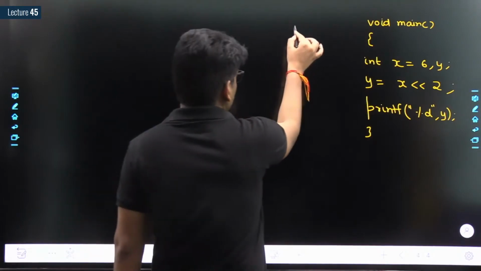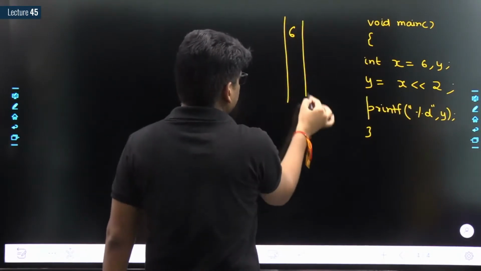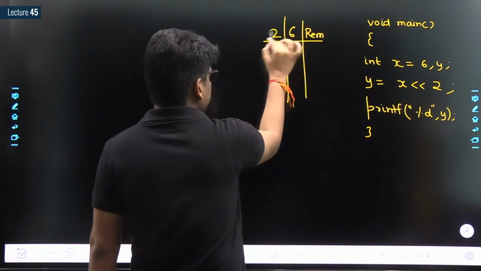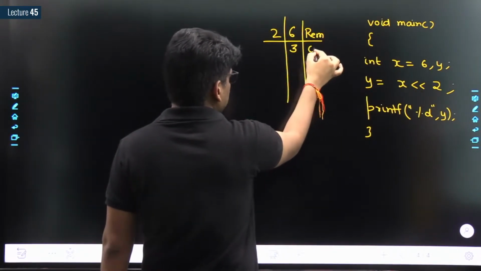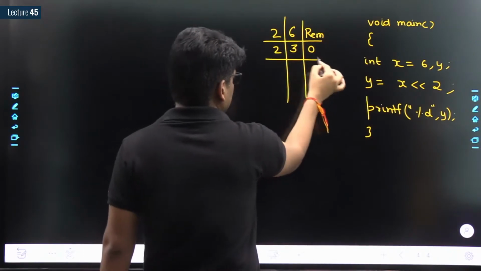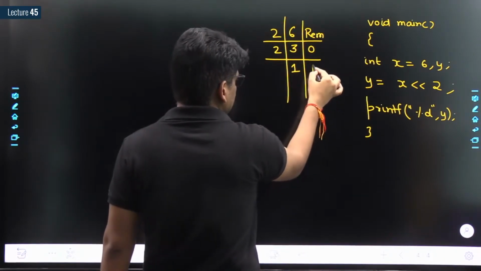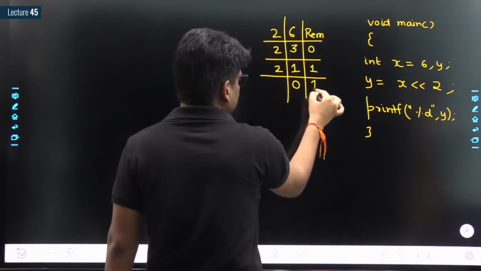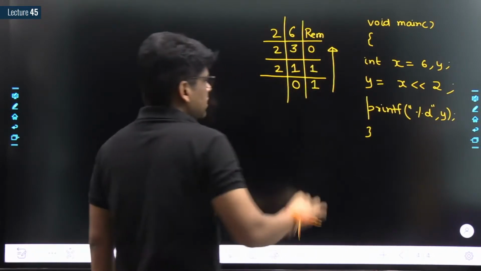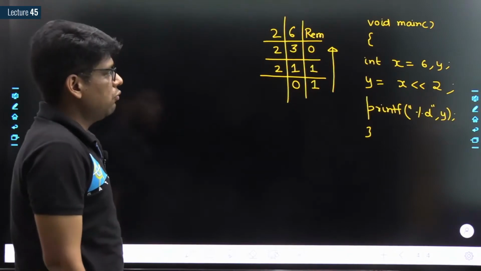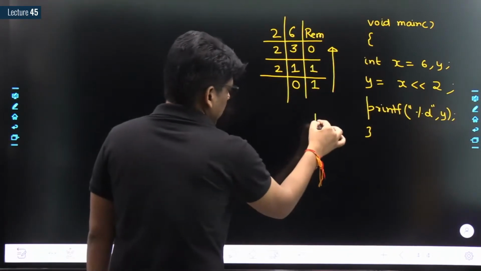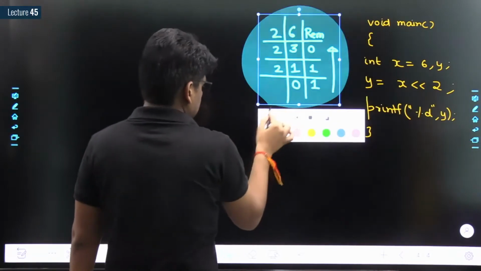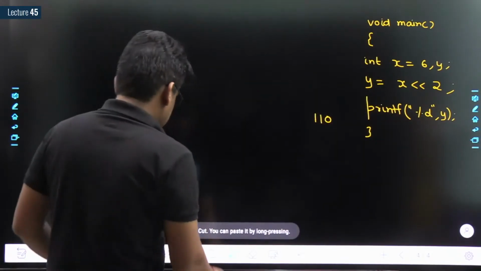Sir, let's quickly calculate the binary for 6. Sir, when I divide 6 by 2, it goes 3 times with the remainder 0. When I divide 3 by 2, it goes 1 time with the remainder 1. When I divide 1 by 2, it goes 0 times with the remainder 1. That means, what is the binary for 6? The binary for 6 is 110.